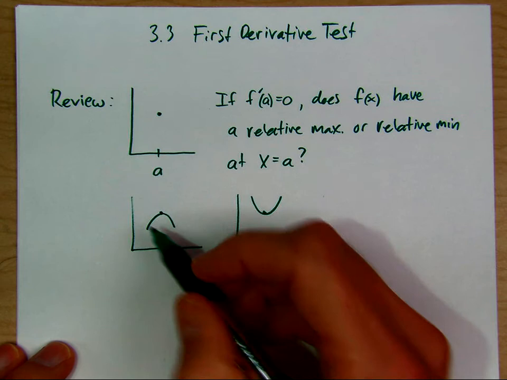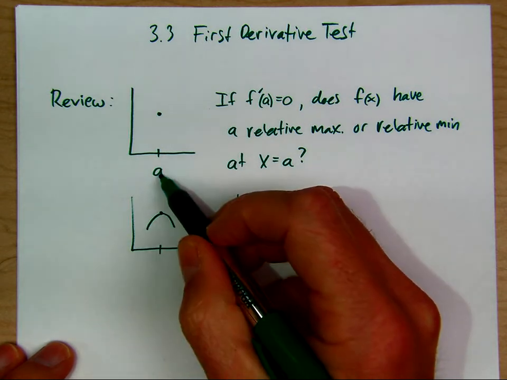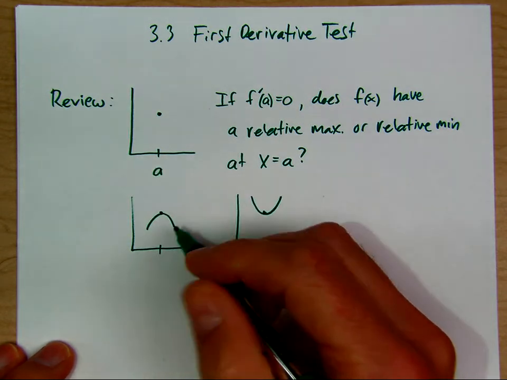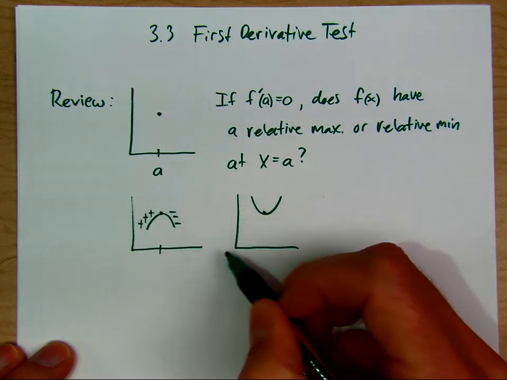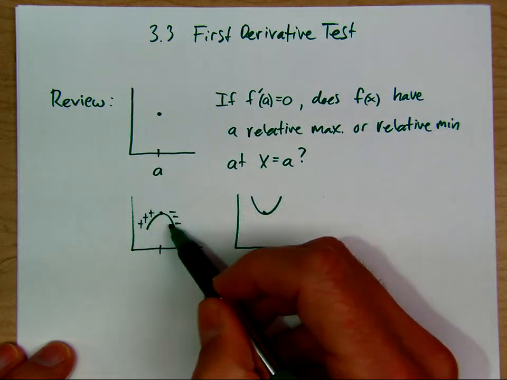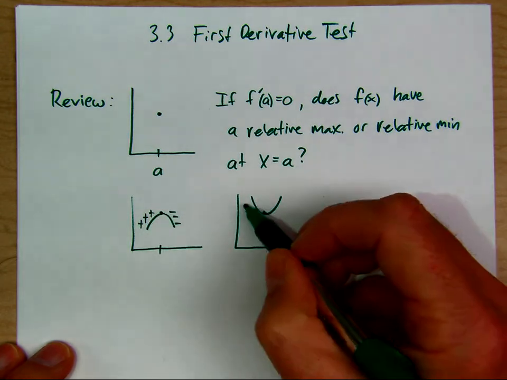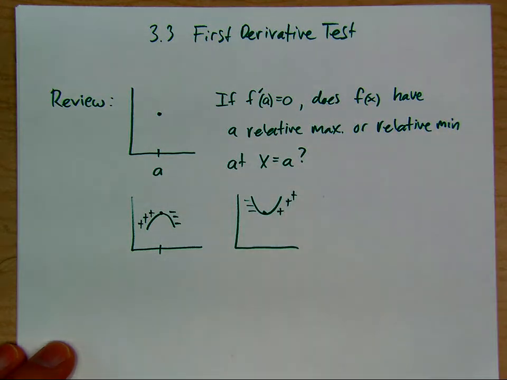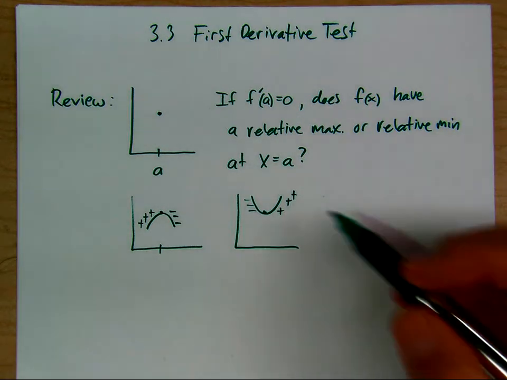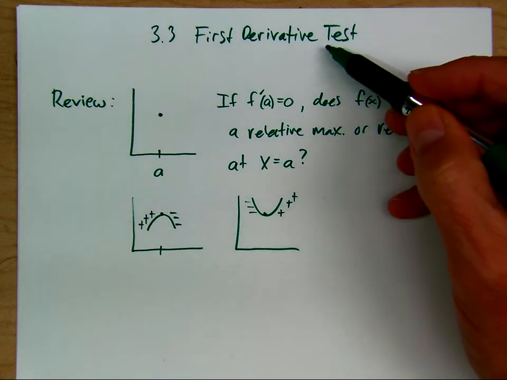Well, we can look for the slope before the critical number, so we know that a is a critical number and we know that the slope is positive here and negative here, so that would tell us that there's a maximum. If we go from a negative slope to a positive slope, we know that would give us a minimum. So these are the concepts we need for the first derivative test.